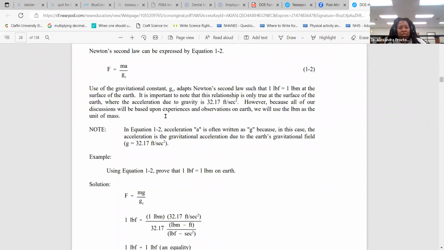So it's important to note this relationship is only true on the surface of the Earth, where the acceleration due to gravity is 32.17 feet per second squared. However, because all of our discussions are based on experiences and observations on Earth, we will be using the pound mass as the unit of mass, lbm.